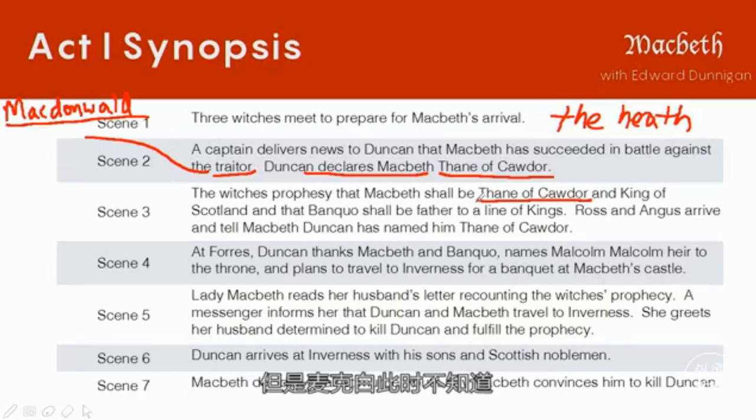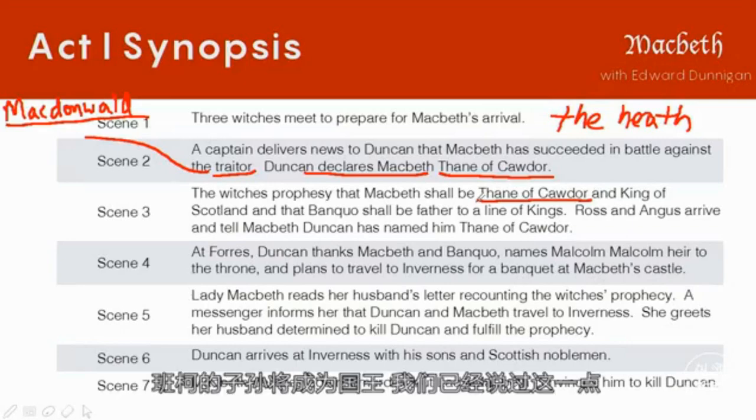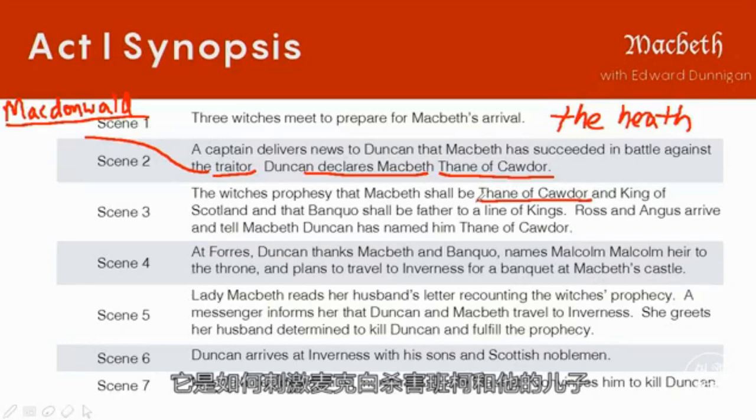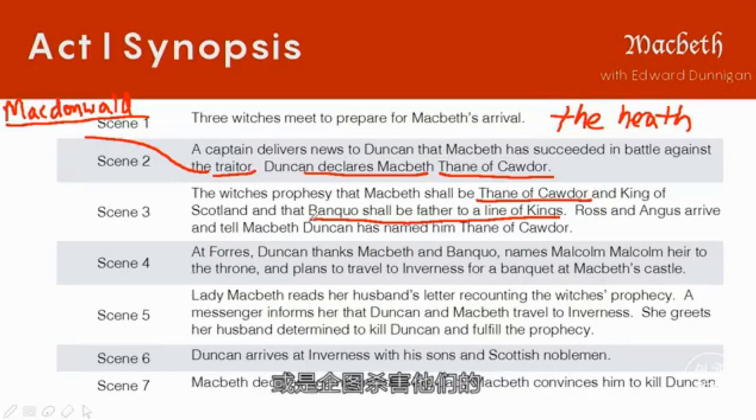But Macbeth at this point doesn't know, and so it produces a little bit of dramatic irony. And Banquo shall be father to a line of kings. We've already talked about this, how this later is going to motivate in Macbeth's eyes the slaying of Banquo and his son, or the attempted slaying of Banquo and his son.